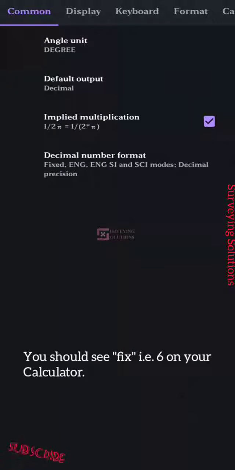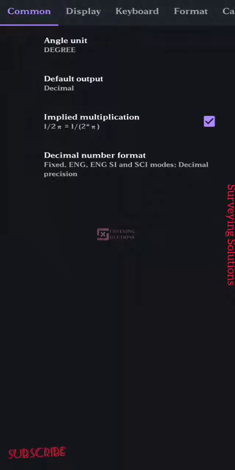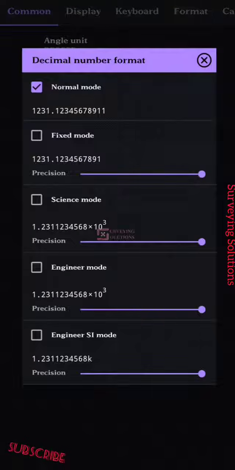Now for the angle is in degrees, the default is decimal, then the implied multiplication. But what we are concerned with is decimal number format. That means how we want our decimal numbers to be displayed. So you just click on that decimal number format. This is not how it is being displayed on your calculator, but you still have to use that shift mode on your calculator. So we are now using fixed mode, right?